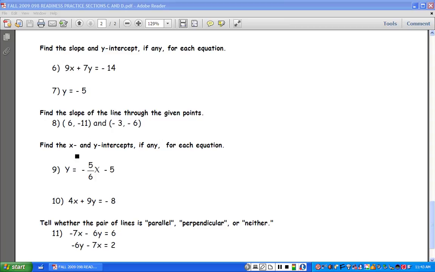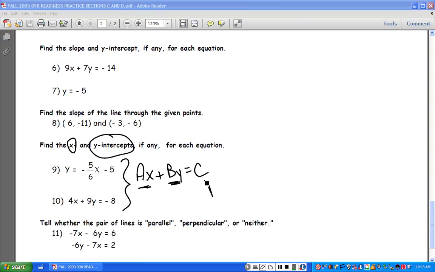Number 9 now is asking for x and y intercepts. Find x and y intercepts. Now, anytime you're asked for both intercepts, that should be your clue to get both of the variables together on the same side. So what you're really looking to do with these is to get the equations in this form, where the x and the y are now on the same side, where the constant term is on the other side of the equation by itself.